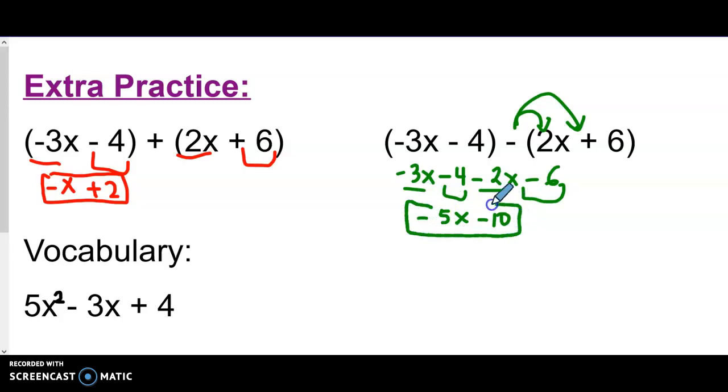And it shouldn't be the same as across from it because here you were adding, here you're subtracting. You still get a binomial. The leading coefficient is negative 5, and it is degree 1.